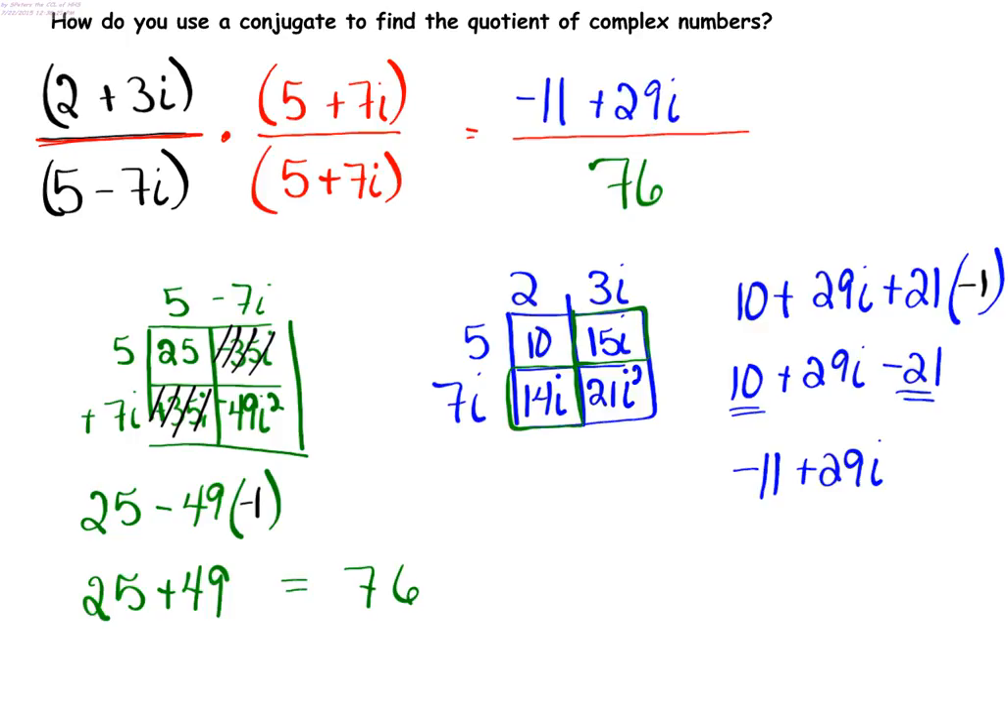Now, if I asked you to write this out so that I had a real part and an imaginary part, I would write it as negative 11 over 76. That's my real part. Plus 29i over 76. That's my imaginary part.